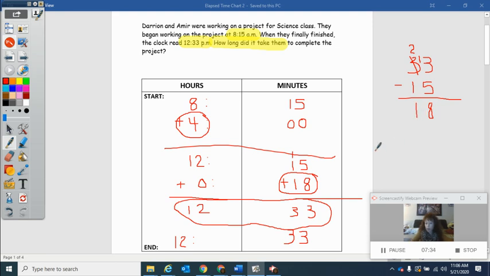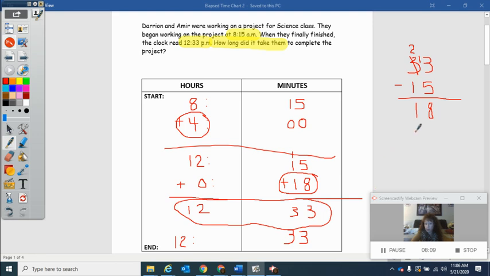So that's another way to find the minutes that we have to add, by taking away my end minute time. If I take away the number of minutes I have from the ending minute time, I'm finding the difference. Difference means to subtract. So 33 minus 15 to find how many minutes I need to add to 15 to make 33. Okay, I know that's probably a little more confusing.